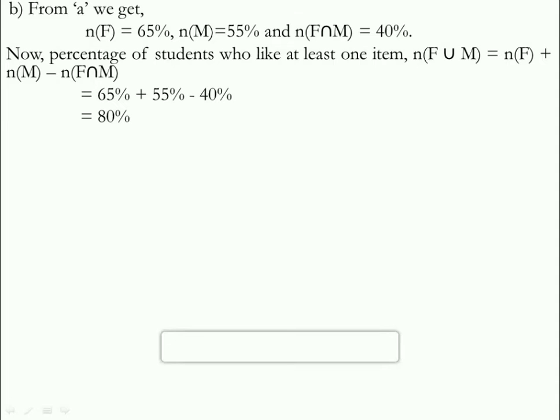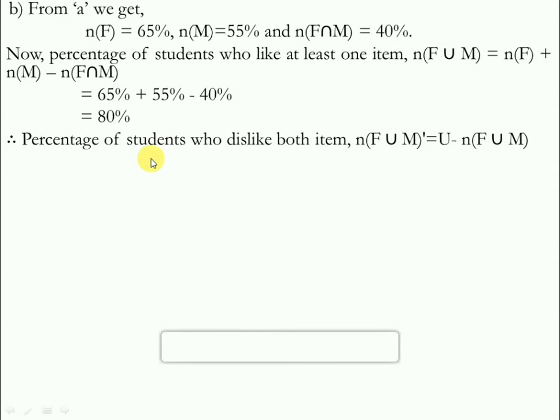So if we want to find out what percentage of students don't like both items, that should be n((F ∪ M)′). That means we have to exclude F ∪ M from the universal set, and we know U means the total percentage, and total percentage is 100. So just 100 minus 80%, that becomes 20%. So that is the answer of B. What percentage of students dislike both items?